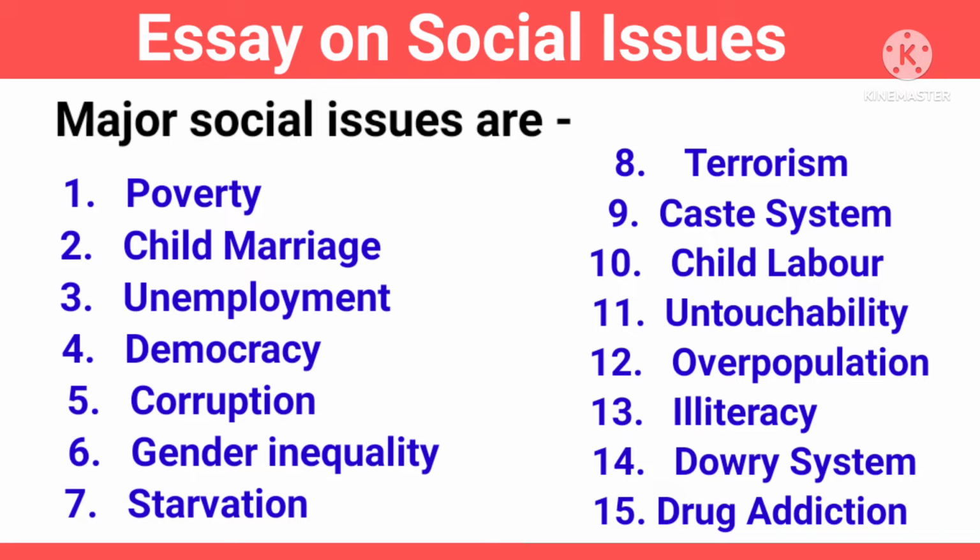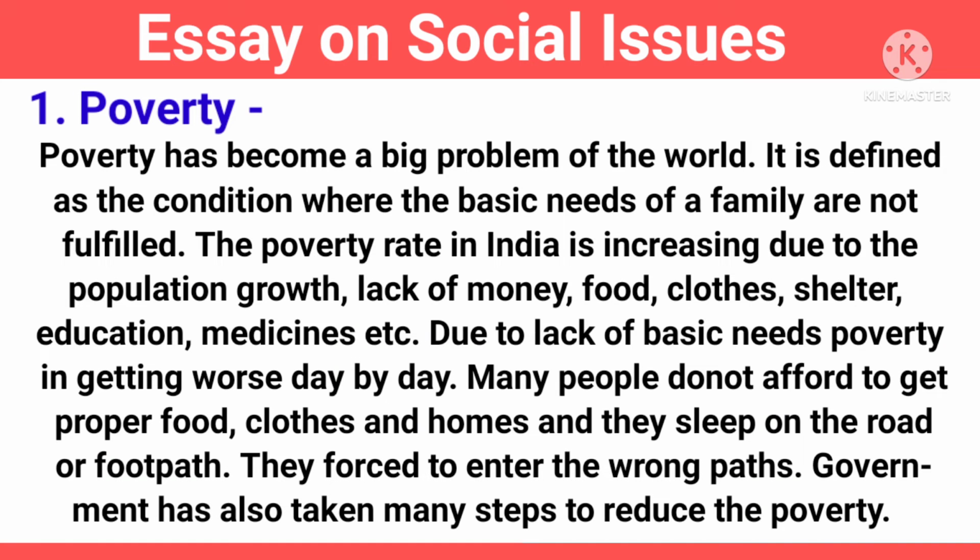Major social issues are poverty, child marriage, unemployment, democracy, corruption, gender inequality, starvation, terrorism, caste system, child labor, untouchability, overpopulation, illiteracy, dowry system, and drug addiction. Now we have to describe these.